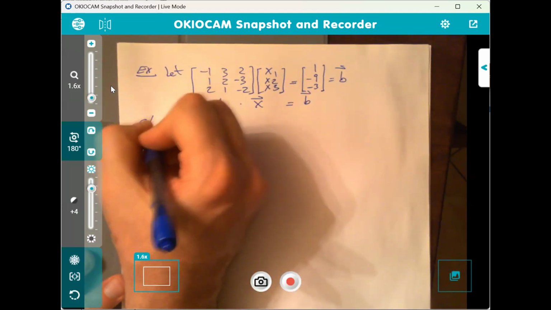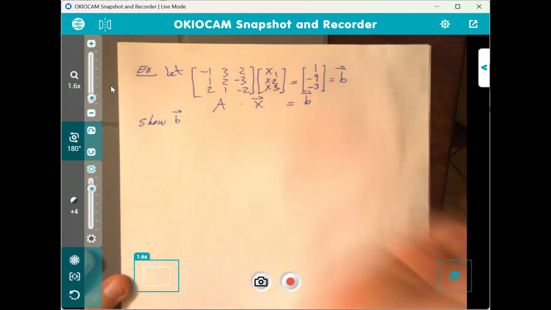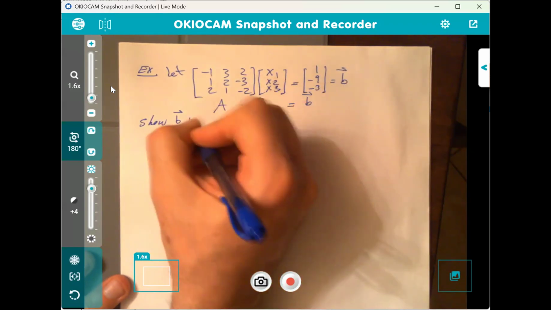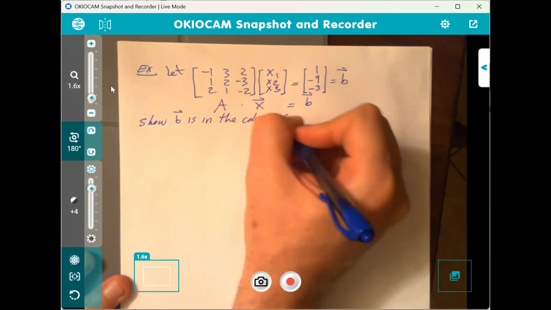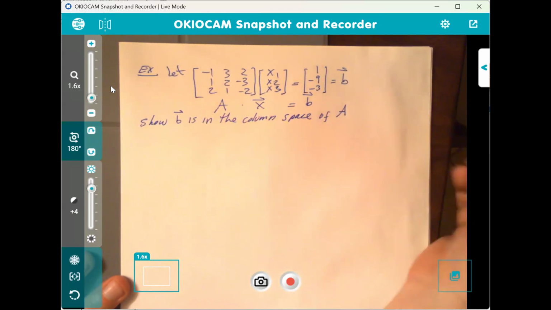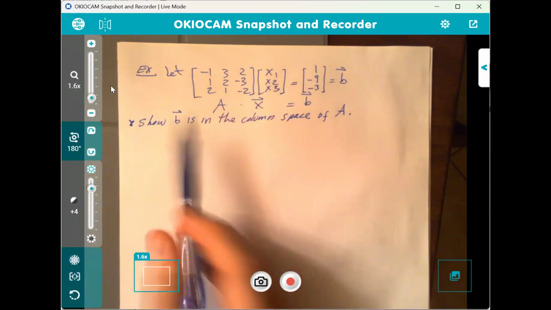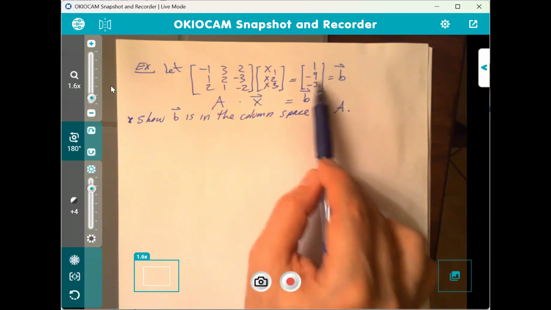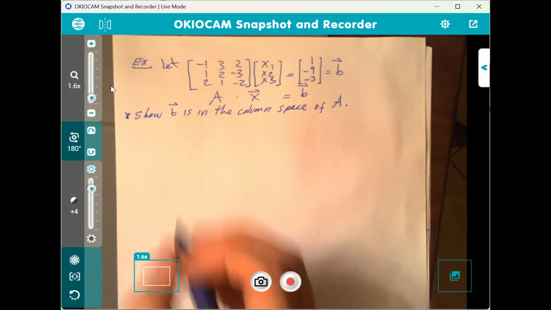So for this one, what are we doing? Pretty much what the book asked us to do with that one last example we did in the book. We want to show B is in the column space of A. In other words, if B is in the column space of A, that means we can write this vector B as a linear combination of the columns. That's what that means.